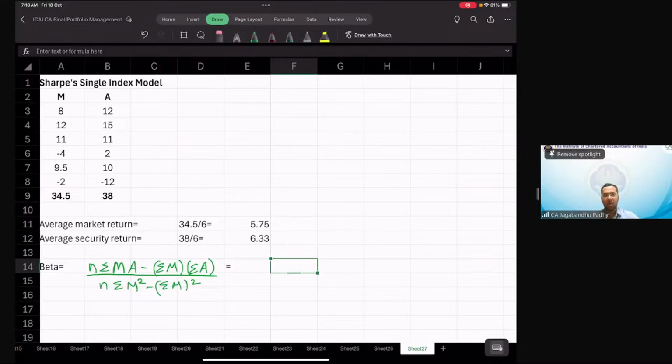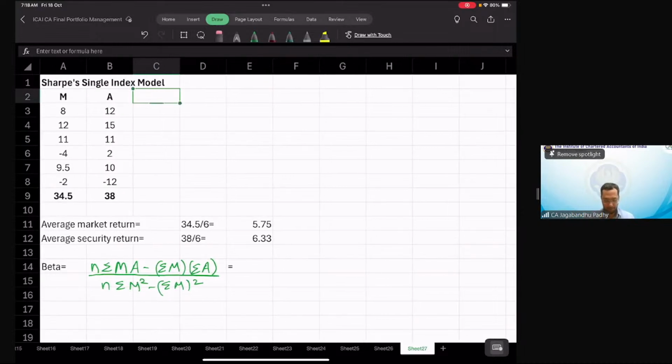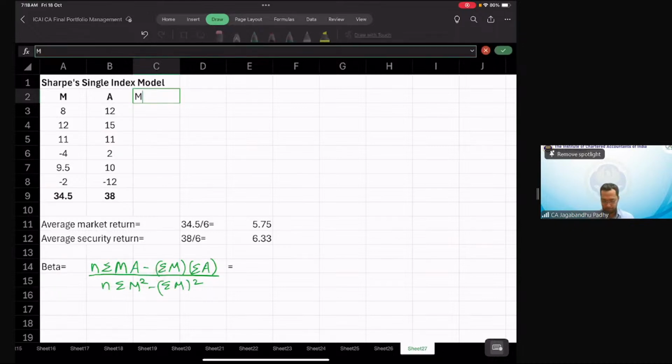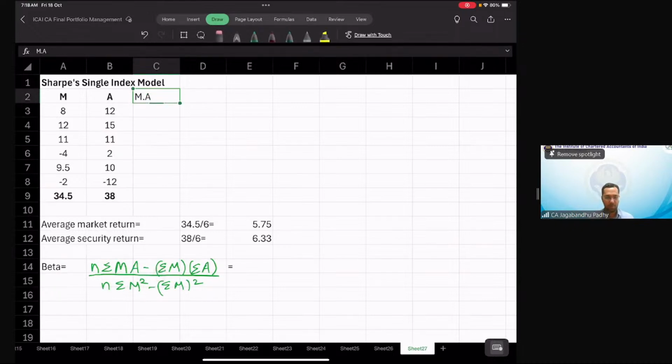We need to add a few columns over here to get the value of beta, guys. We can get the beta value by looking at the columns: we already have the m and a values. What we need is m into a. So we get the m into a values.